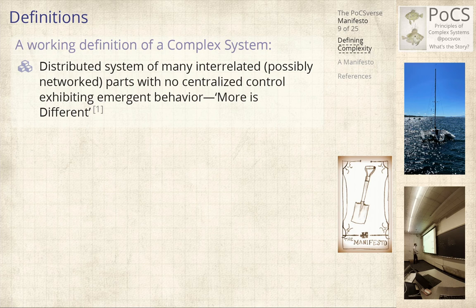Okay, so this is going to be just a simple thing. So I'll give you a definition, right? It's some sort of distributed system. They're interrelated, doesn't have to be networked parts. There's no overriding centralized control, right? There may be something that's attempting to do that.